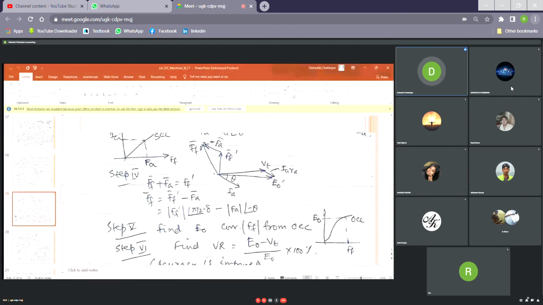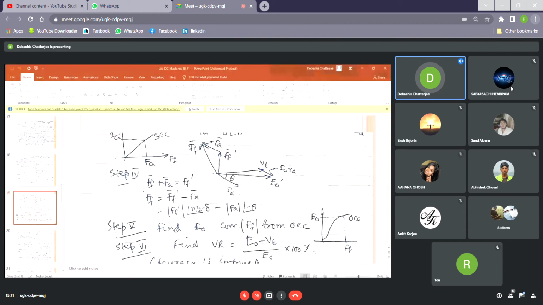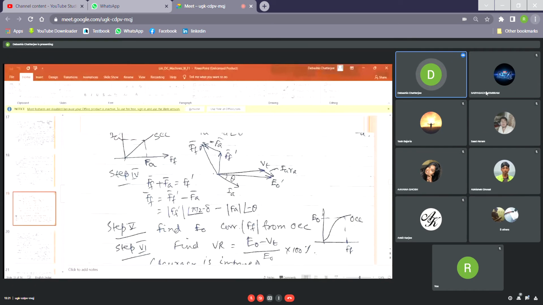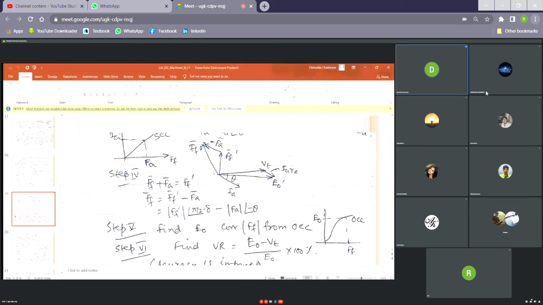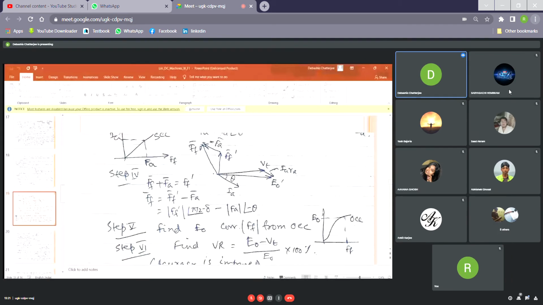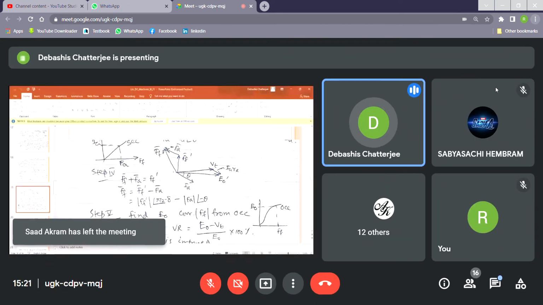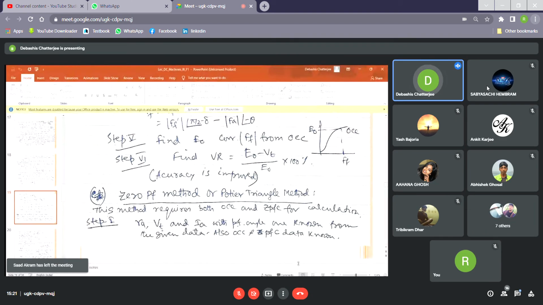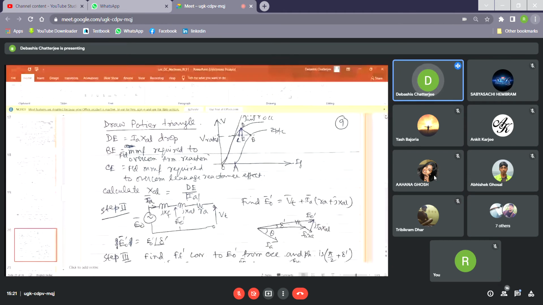The third method is the zero power factor method, sometimes known as the Potier triangle method. This method requires both OCC and ZPFC for calculation. So in the first step, we draw the Potier triangle first. Now, what is a Potier triangle? That I will tell you.